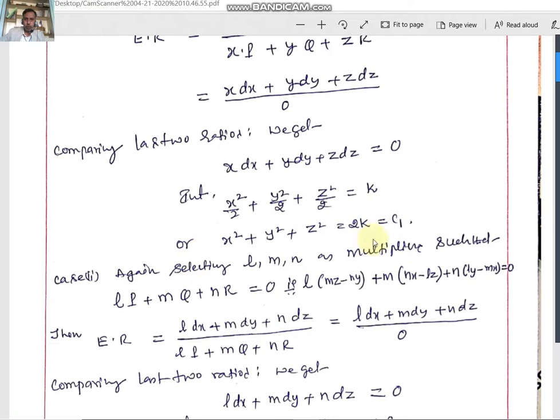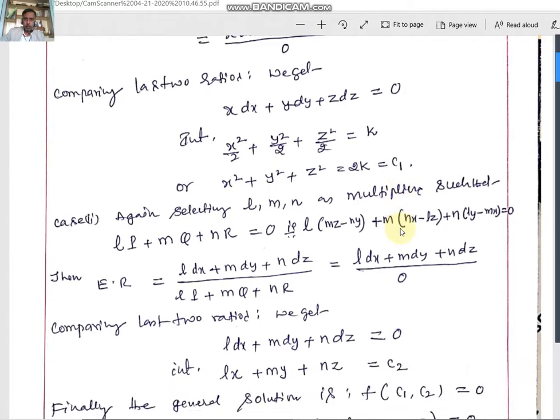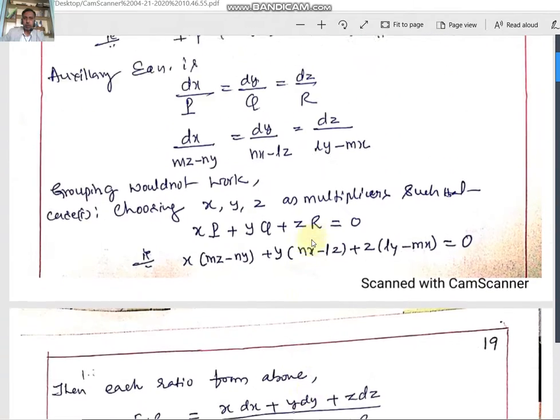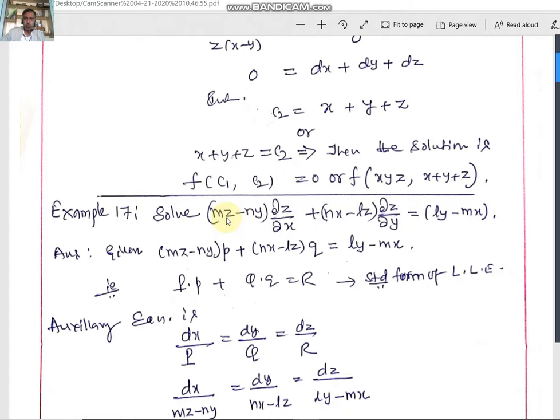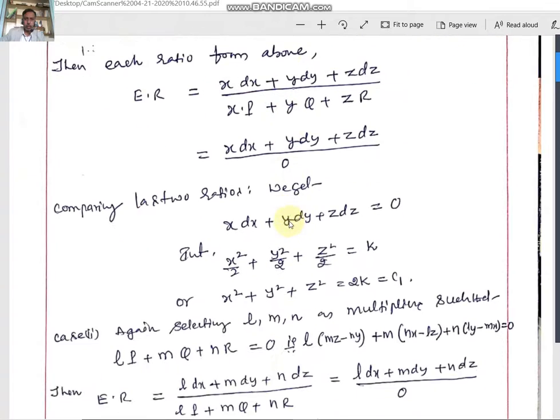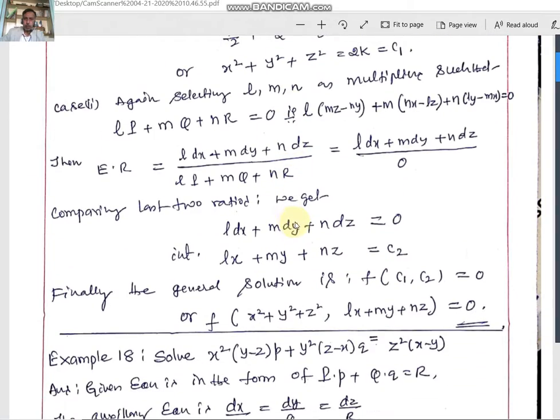So one solution you got represented as C1. Next, another case, again selecting l, m, n as multipliers. Why are we selecting only l, m, n? Because l, m, n are present in the given data, the given condition. See, the constants present are l, m and n. That's why we are selecting l, m, n as the second set of multipliers.